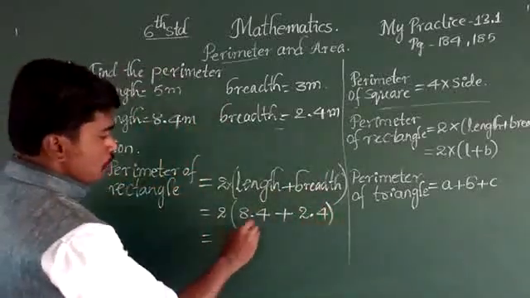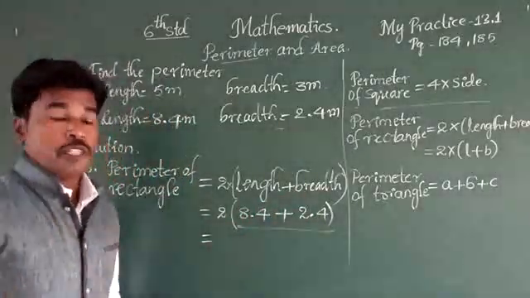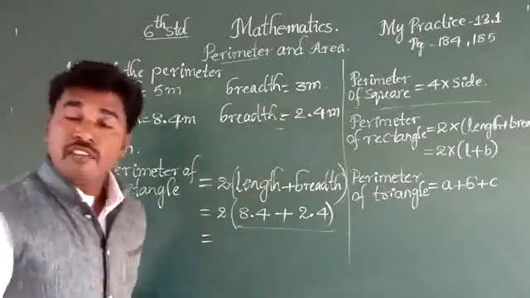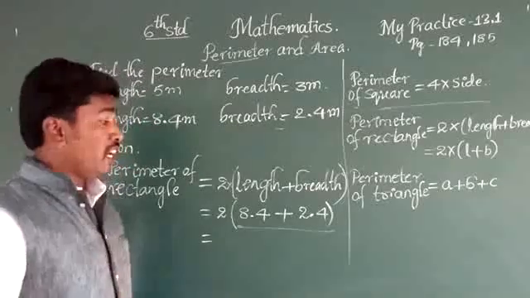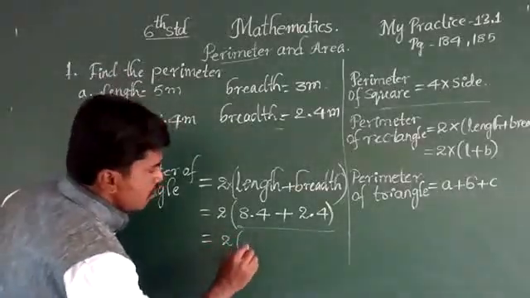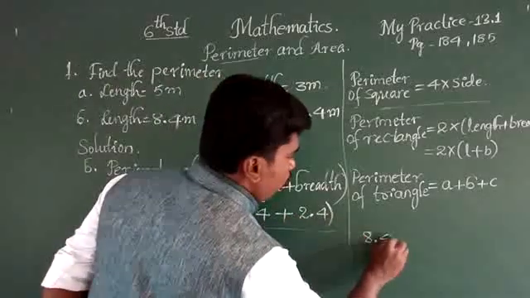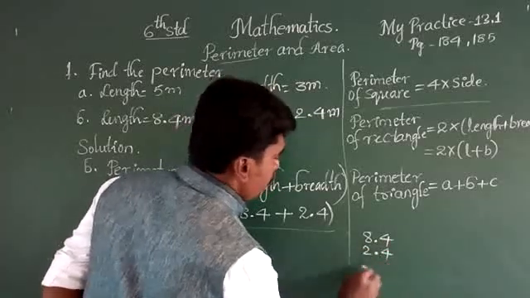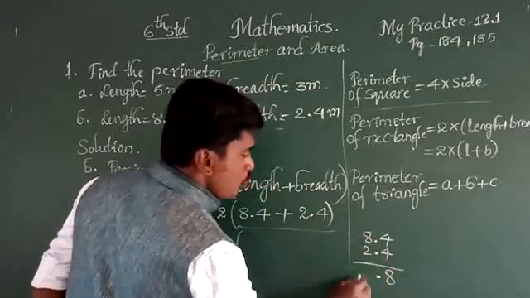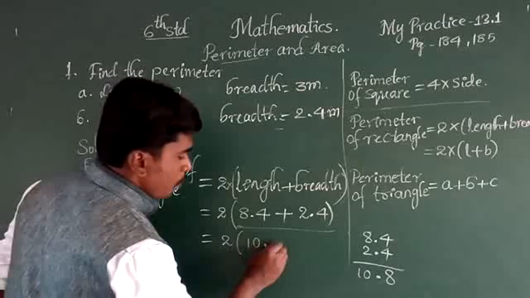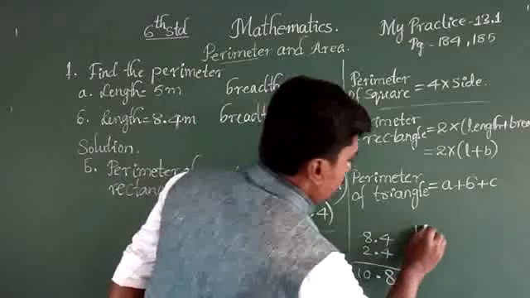2.4. Observe dear children, first you add it inside the brackets, because you know the DMAS rules. First you do the operations given inside the bracket, then division, multiplication, addition, and finally subtraction. So write that as it is, 2 into 8.4 plus 2.4. If you are having doubt, you can do it. 8.4 plus 2.4. So add it. 4 plus 4, 8. Put the decimal point. Then 8 plus 2 is 10. It is 10.8. Now you multiply 2 with 10.8.